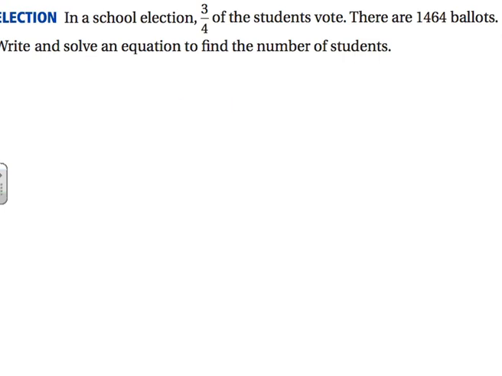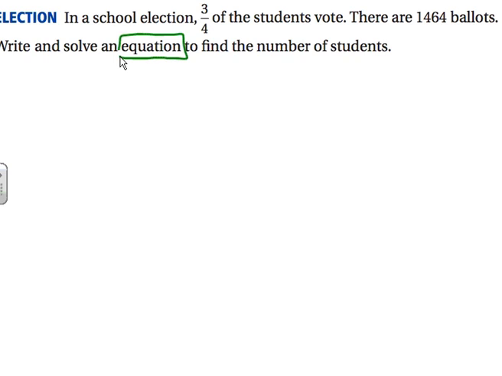Okay, word problem example. In a school election, 3/4 of the students vote. So that means in any given group of students, 3 out of every 4 are going to participate. There are 1,464 ballots. Write and solve an equation to find the number of students. Now, this is a type of problem you've done before. However, the new part that we're really going to work on is the write and solve an equation part.